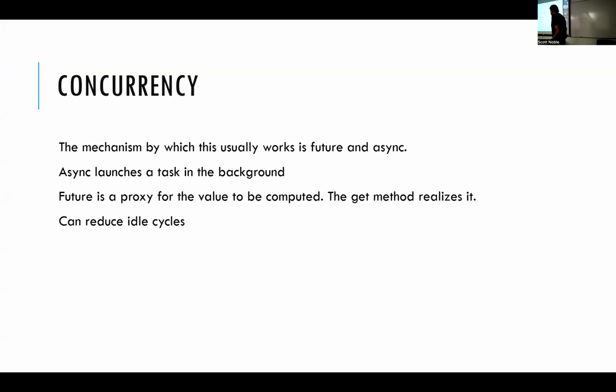The idea here is that with async, we launch a task into the background, and then a future is a proxy for a value. So we say a future is the type of a box, and we give the box a type like an int, and it's just a placeholder for where the result goes when it's ready. And the idea behind this kind of parallelism is to reduce the idle cycles that we might otherwise have.